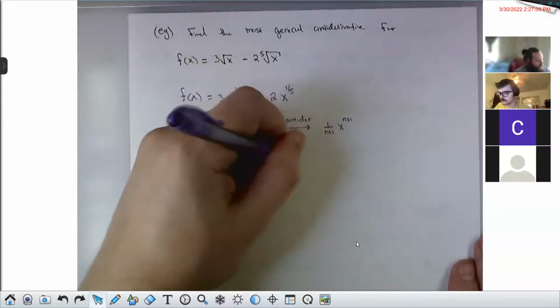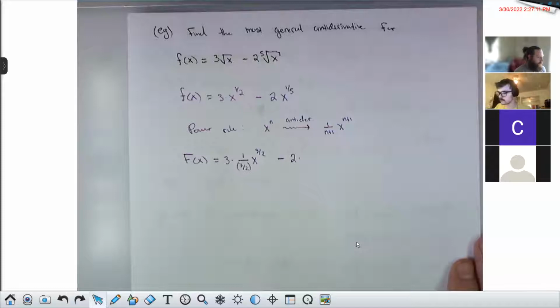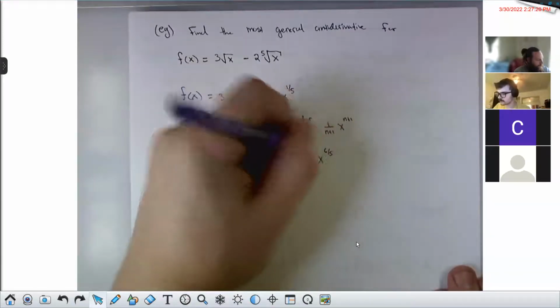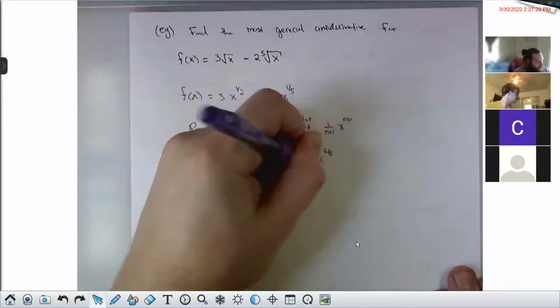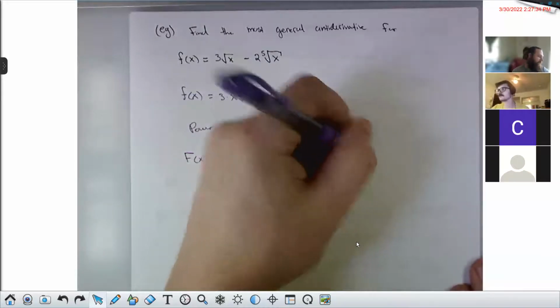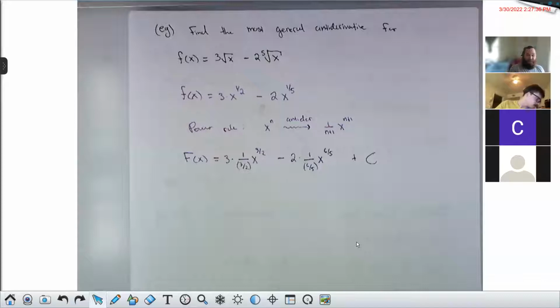And then minus 2 times, I do the same thing with x to the 1/5. So if I add 1 to 1/5, I get 6/5. And then I need to divide by 6/5. And generally, you want to clean up these fractions because this is a pretty horrendous looking thing. I'm looking for the most general antiderivative, so I'm also going to slap on my plus c here, because we could have any arbitrary constant added on.